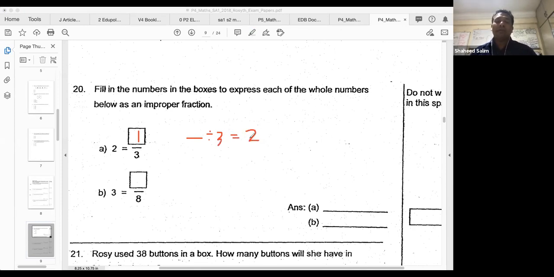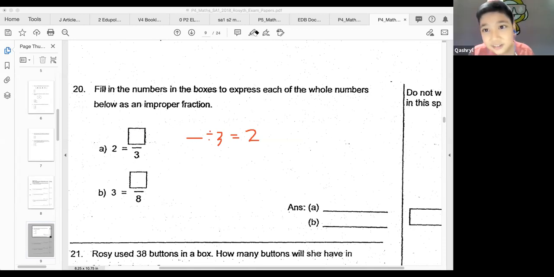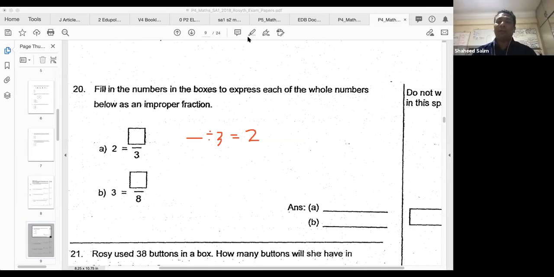What divided by 3 equals 2? Anyone? Come on, Miss Naris. Don't look at the TV, Miss Naris. Come on, tell me the answer. Don't look there, Naris, look here. What divided by 3 equals 2? Yes, 6. Congratulations. Naris, you sound a little bit different.